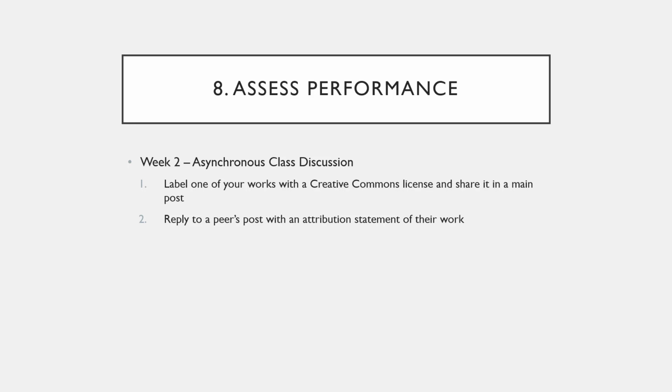Then I had them reply to a peer's post with an attribution statement of their work, and then I had them give feedback to their peers. So they replied to a peer's attribution statement with an assessment of the accuracy and completion of the statement. The idea here is that this is a relatively minor assignment in the larger course of my class, and I was able to build in peer feedback to this assignment. Of course, I went through the entire discussion and made sure that everything was posted correctly and there's no misinformation shared. But this is a relatively simple assignment, and it made sense to give peer feedback.